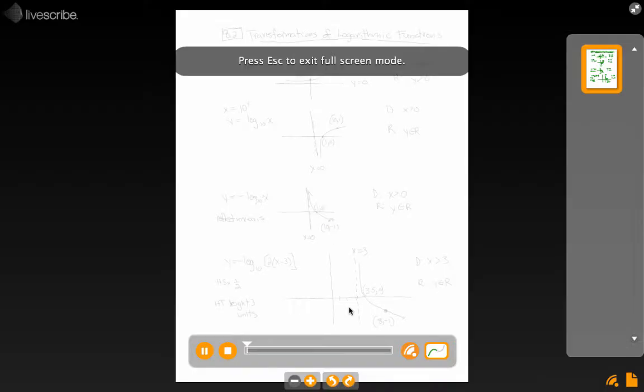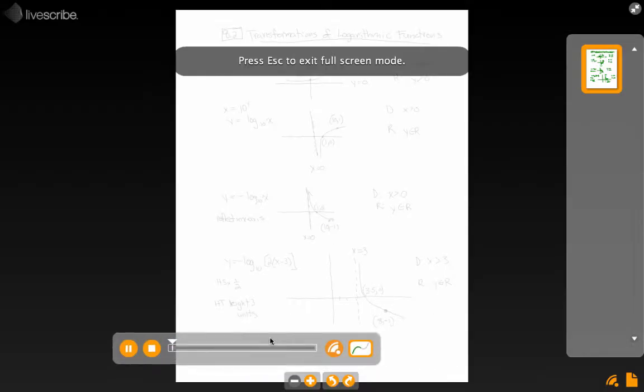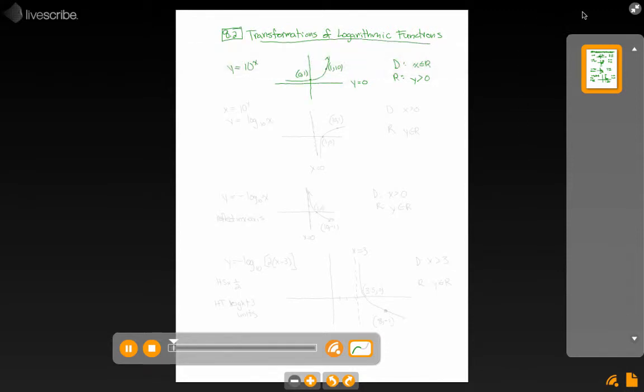This example comes out of 8.2, Transformations of Log Functions. We're looking at graphs in this section, and to start this off, I'll take a graph that we looked at in the last chapter, which is just an exponential growth curve, y equals 10 to the x. So this graph passes through a couple of points that I've labeled here, (0, 1) and (1, 10).